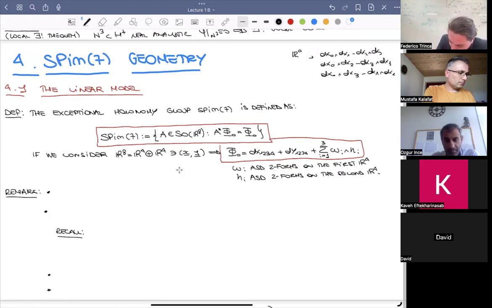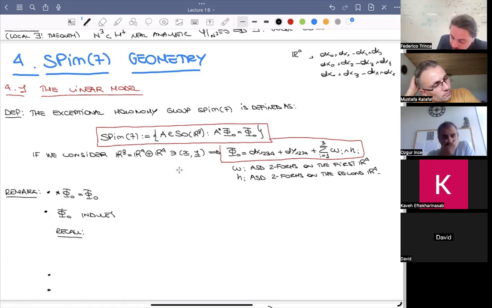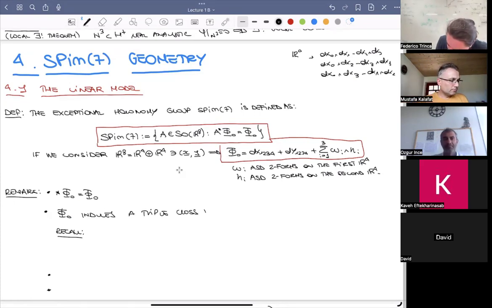Okay, I still have some nice linear algebra properties of phi naught and Spin(7). So the Hodge star of phi naught is equal to phi naught. Also, phi naught induces a triple cross product, and this is defined in exactly the same way. A triple cross product is just given by a map satisfying these two conditions.